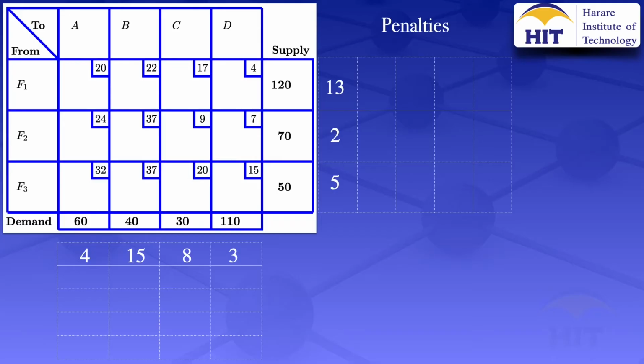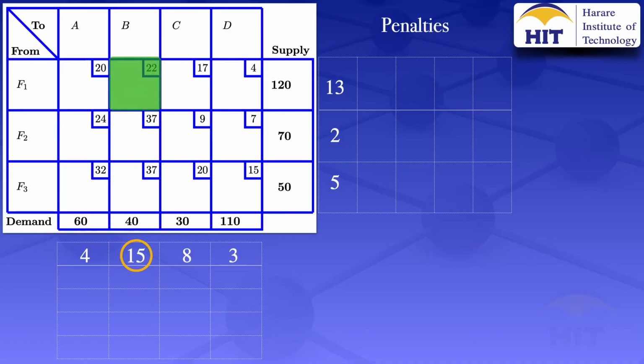So now that we have the penalties for the rows and the columns, we now look at the row or column with the largest penalty. The largest penalty that we see is a 15 there. So for the row or the column that has the largest penalty, we look at the least cost in that row or column, then allocate as much as possible. In this case, column B has the largest penalty. So we go to column B and look at the least cost, which is 22. So we have to allocate in this cell.